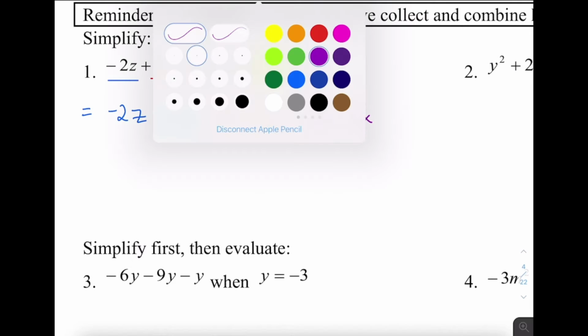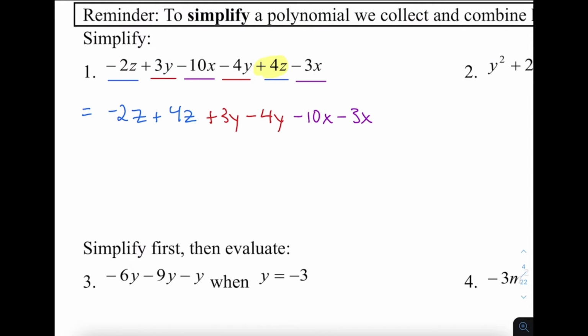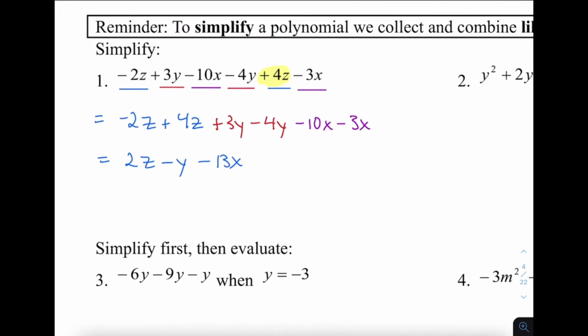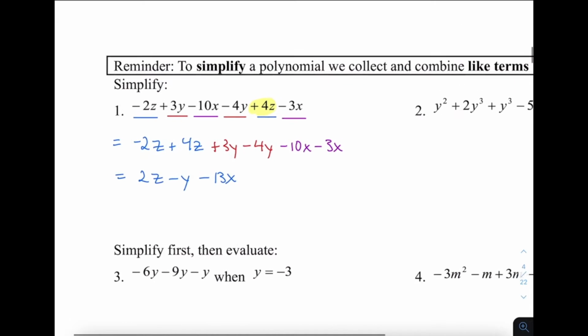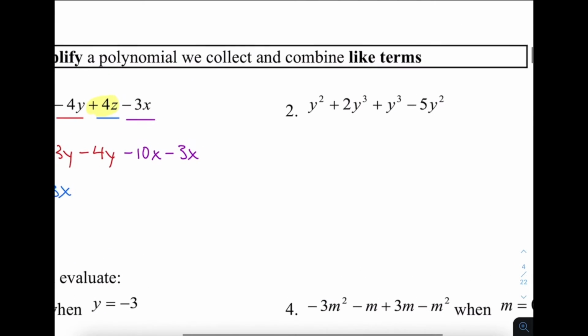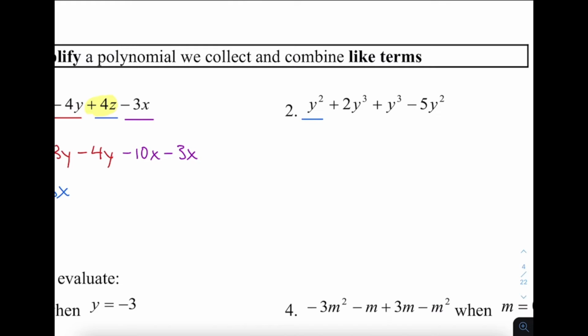And then I can combine these terms by looking at the coefficients and combining those. So I add 4 to negative 2, I get 2z minus y minus 13x. So I think this is review. Let's do a couple more questions. So here I can see my y squared subtract 5y squared will be negative 4y squared plus 3y cubed. They're like terms, so I can add their coefficients.